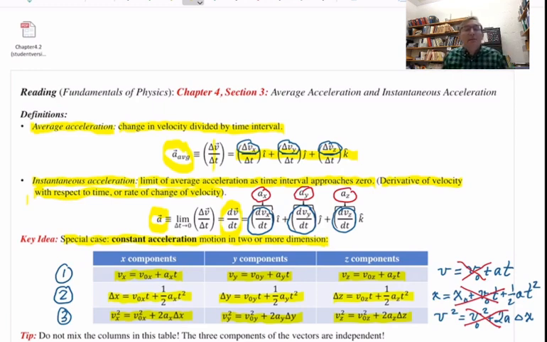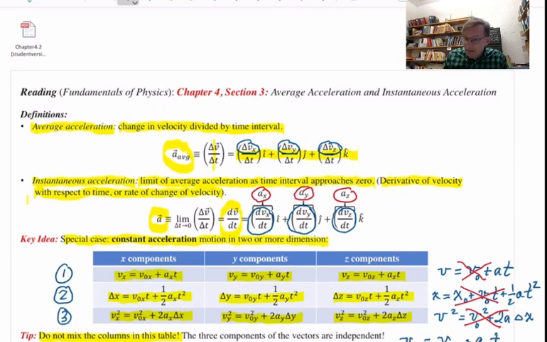Let me close this slide by giving you a very important tip. Here it is at the bottom of the screen. Do not mix the columns in this table. The 3 components of all those vectors are independent of each other. In other words, you would never have an equation that would look, for example, like this. I'll write it over here. V final x equals V initial x plus a sub y times t.